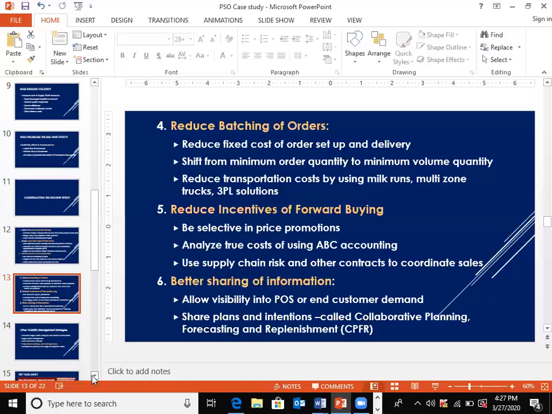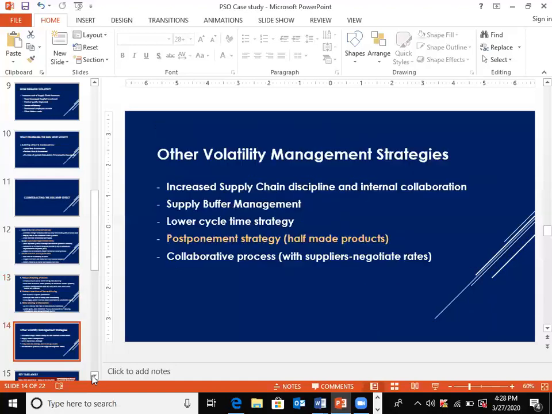And nowadays, there are certain software such as collaborative planning, forecasting, and replenishment software that a lot of companies are using. The whole idea is that this facilitates sharing of information across the supply chain. So, other volatility management strategies. Okay, this is the last slide, and then I'm going to sum up the bullwhip effect.